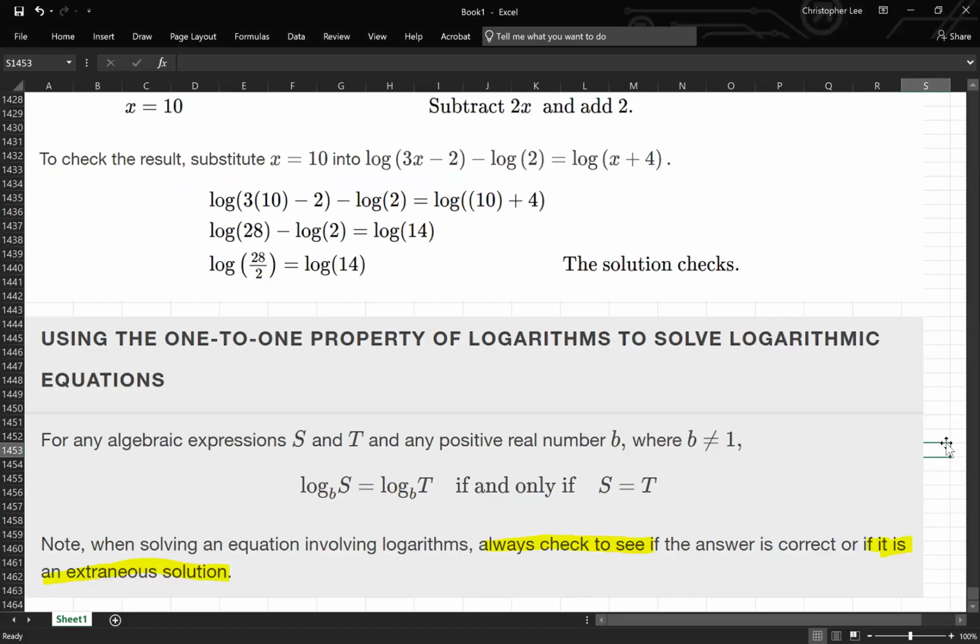So using the one-to-one property of logarithms to solve logarithmic equations. For any algebraic expressions S and T and any positive real number b where b does not equal 1, log base b of S is equal to log base b of T if and only if S is equal to T. Note, when solving an equation involving logarithms, always check to see if the answer is correct or if it is an extraneous solution.